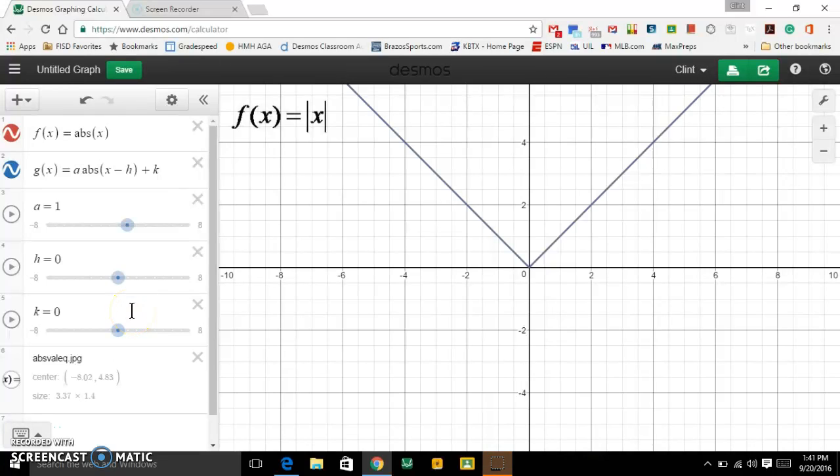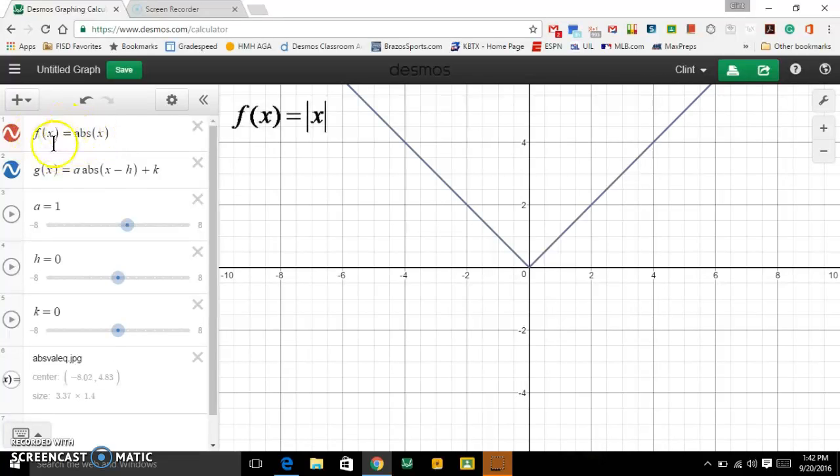All right, today we're starting the topic of absolute value functions. I have here graphed the parent function of the absolute value. The way you write absolute value notation is these vertical bars right here. They mean absolute value.